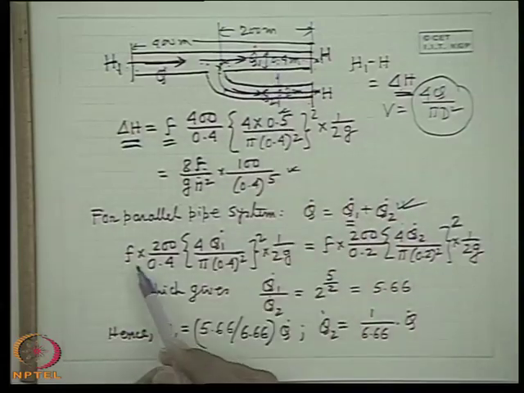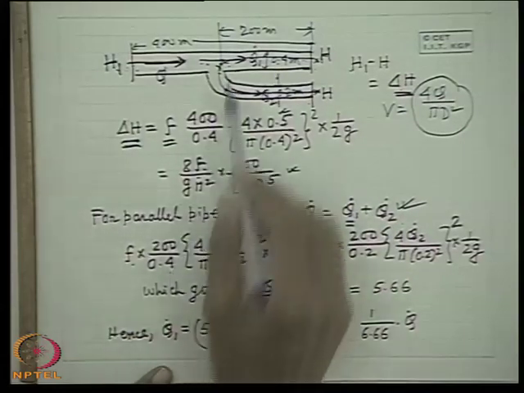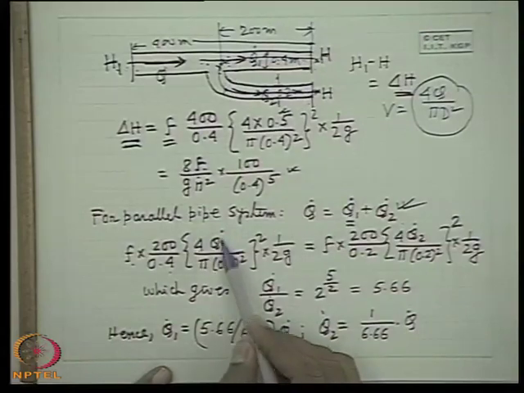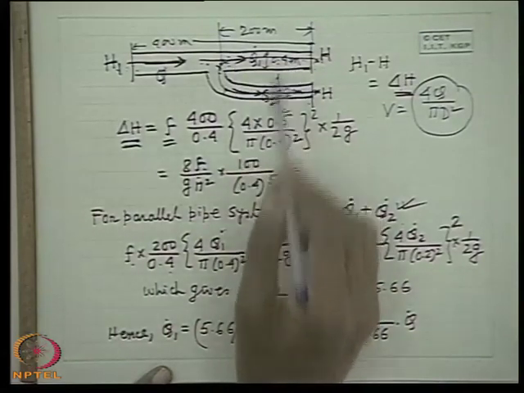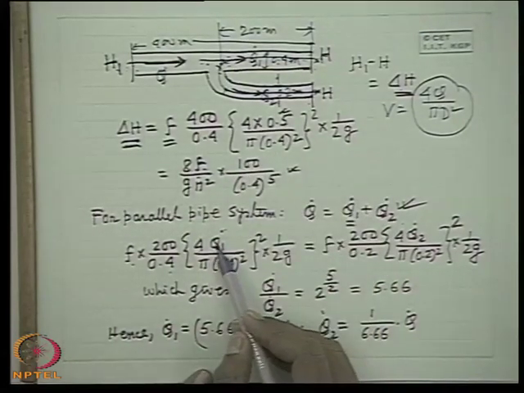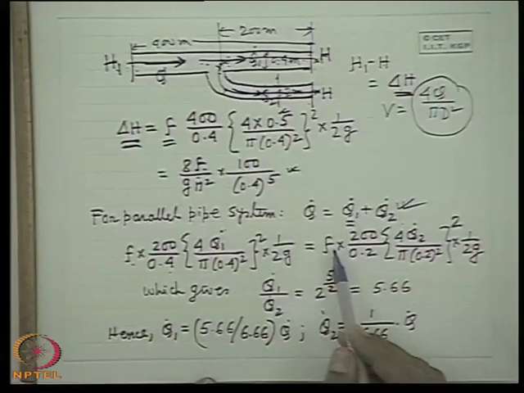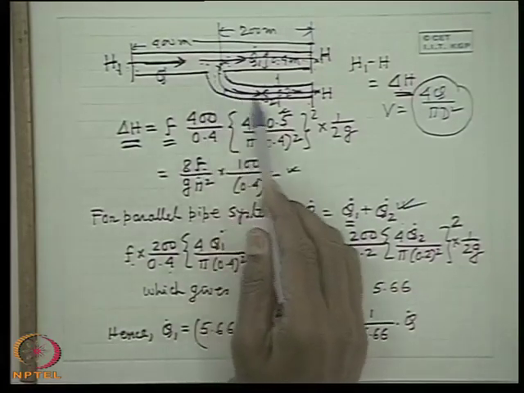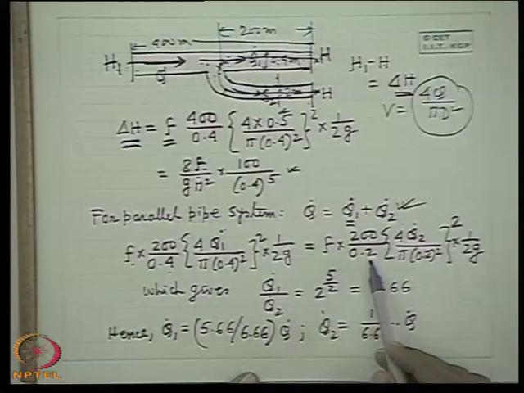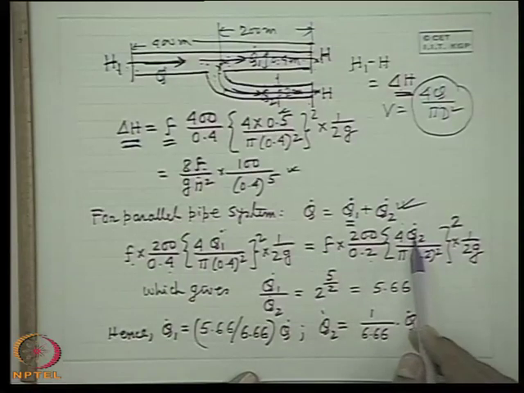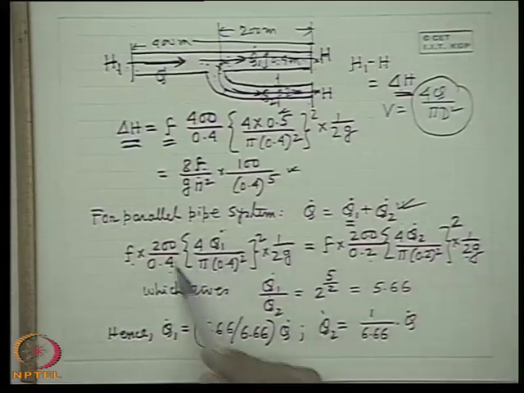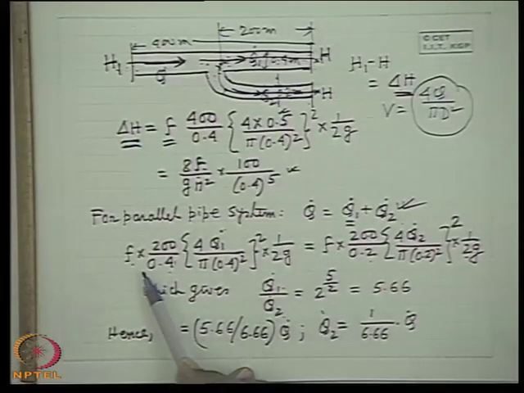So for this pipe, F L by D, this is 200 meter length, 4 Q1 dot by pi D squared, the average velocity in this pipe related to the flow rate in this pipe, which is Q1 dot, divided by 2G. Equal to the head loss via this parallel pipe, L by D, where the average velocity is related to the flow rate through this pipe, that is Q2 dot, over 2G. So if we solve it, we get a relationship Q1 dot by Q2 dot is 2 to the power 5 by 2.